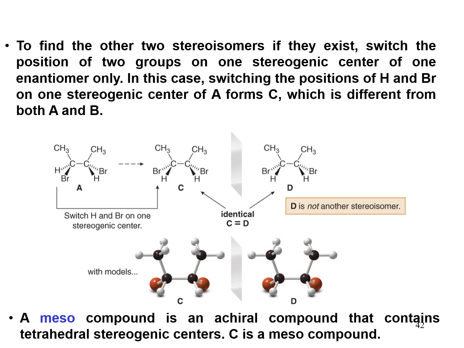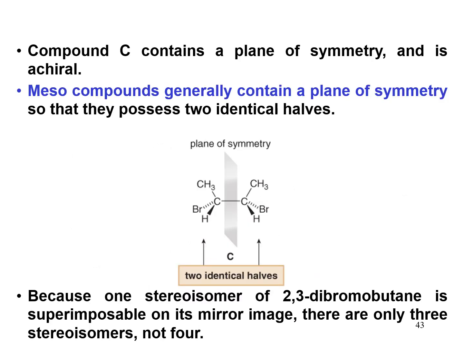Therefore, a meso compound is an achiral compound that contains tetrahedral stereogenic centers, and this C is known as a meso compound. This C is what? A meso compound. So it is a compound that has a mirror image, and the mirror image is what? Identical. They are identical, therefore we say meso compound. Compound C contains a plane of symmetry, so it is achiral. A meso compound generally contains a plane of symmetry so that it possesses two identical halves.